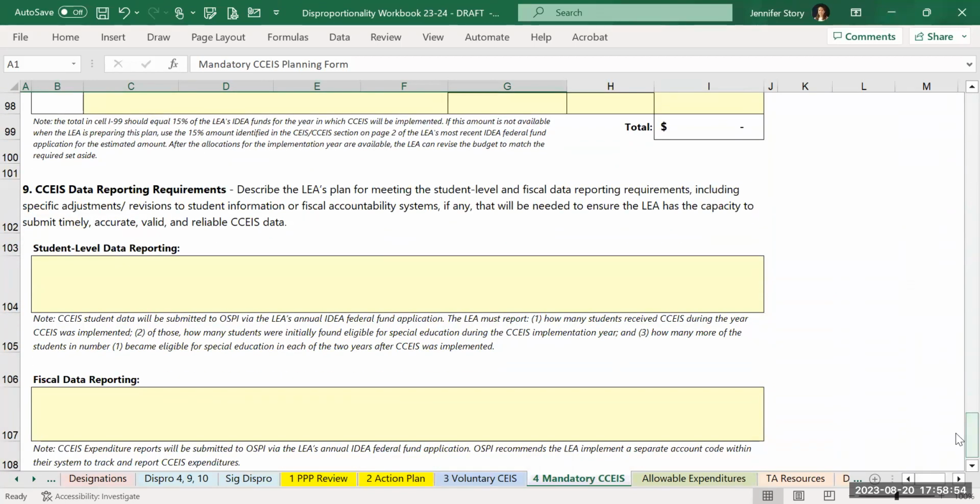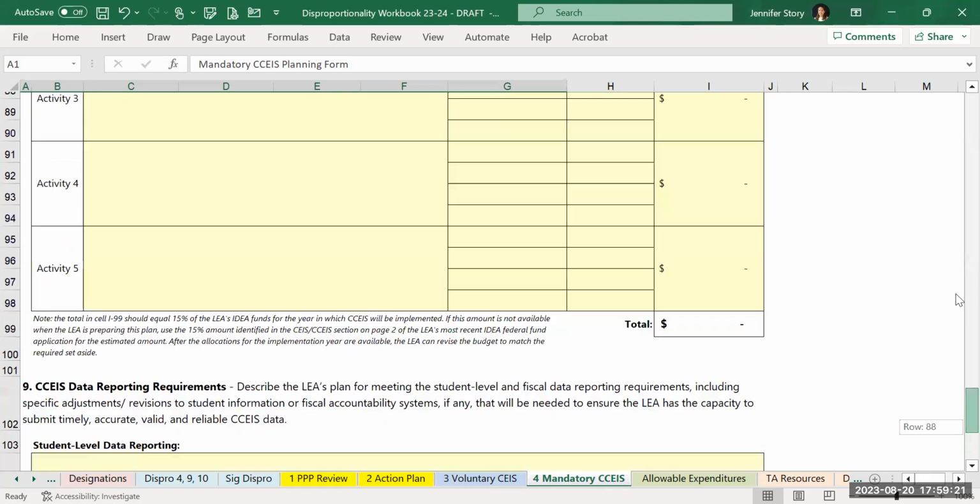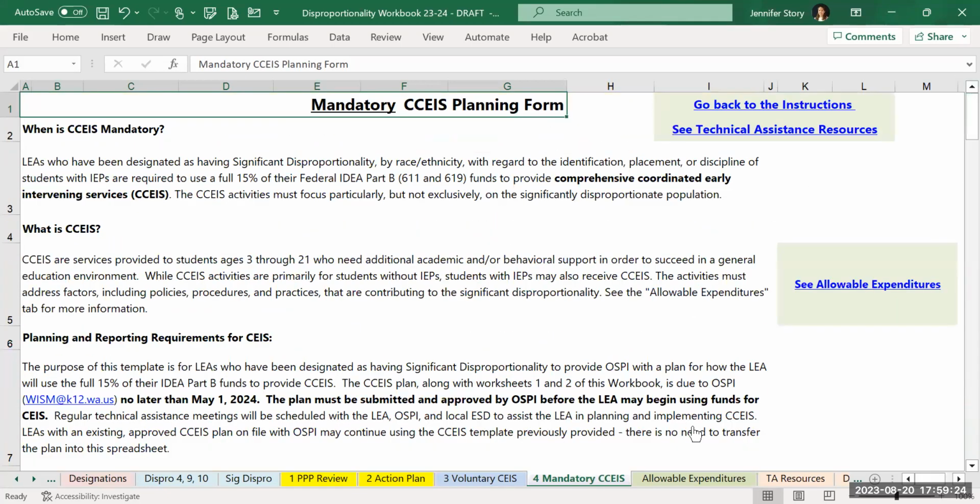Districts that are identified as having significant disproportionality receive additional supports from our office. Our fiscal and program staff will meet with the district on at least a quarterly basis to support the district in working through the different areas of this plan, identifying root causes, identifying activities, and how to spend your funds. So we will be working with you if you're identified as having significant disproportionality.